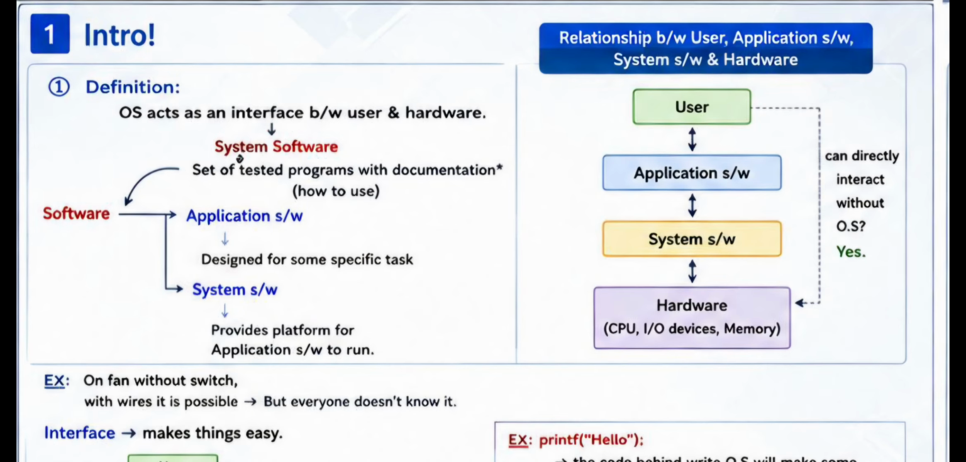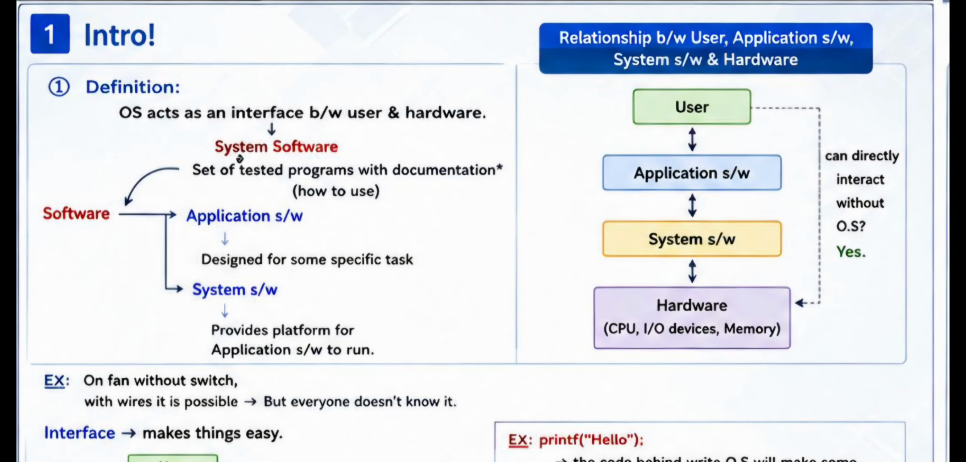Now, this is the complete definition of the operating system: a system software which acts as an interface between the user and the hardware. Software is categorized into two types, application software and system software. Application software is designed for performing some specific sort of tasks. And system software provides a platform for the application software to run.